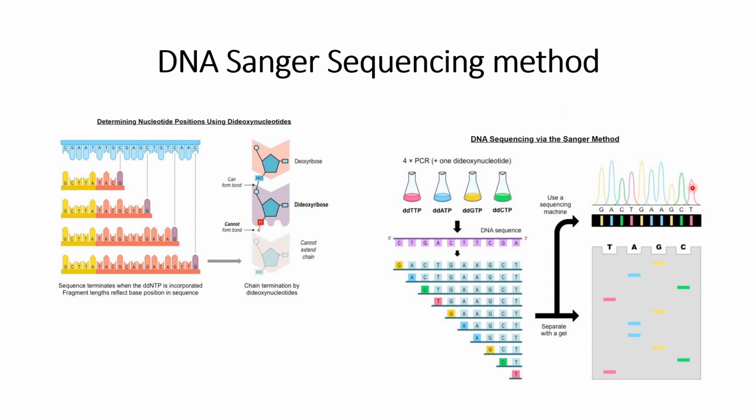However, the problem with this method is that it cannot identify a very long DNA sequence, as it will give a lot of errors. So for longer DNA sequencing, we will use different methods such as next generation sequencing. I hope you have understood something about DNA Sanger sequencing. If you need to understand it in detail, you can go through the reference provided in the description.